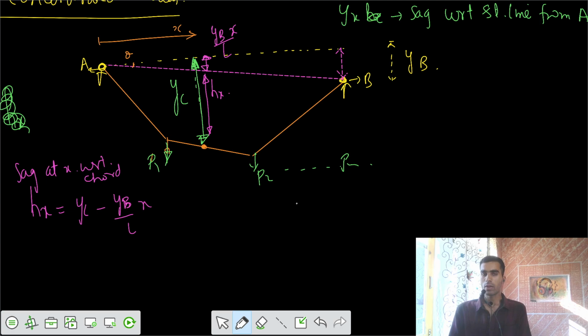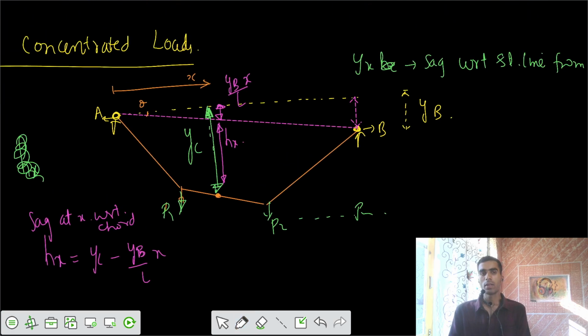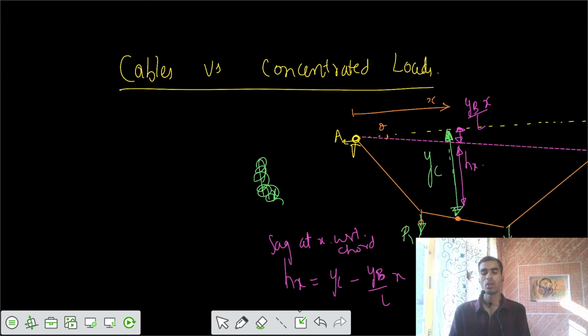For the analysis of a cable subjected to concentrated loads, one of the critical things you need to keep in your mind is that the force remains constant in that segment. The tension force is constant in the segment.